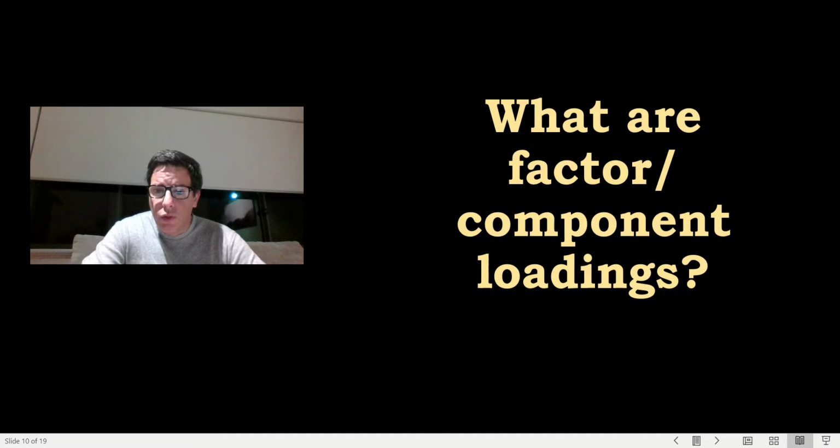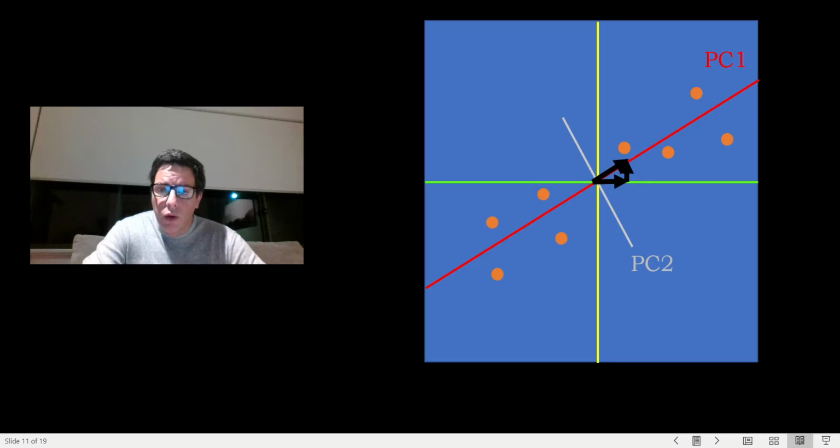Next question is, what are factor or component loadings? When we have the principal component, as I mentioned before, it is similar to a regression line. But it is different in the way that we calculate the distance of the observations to the line.